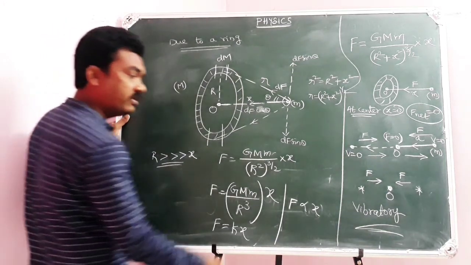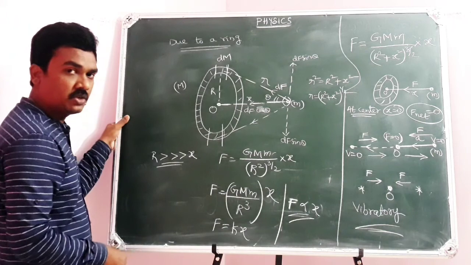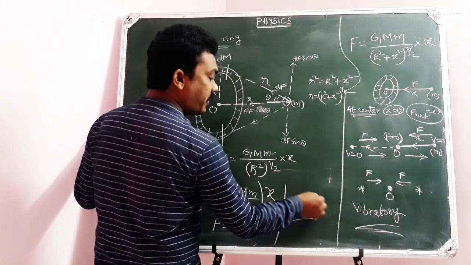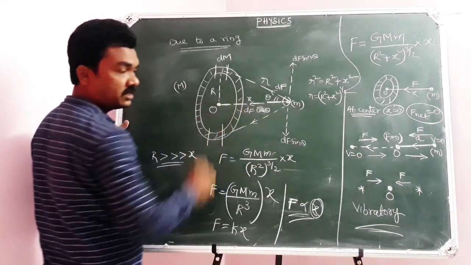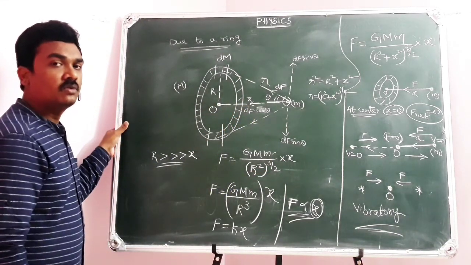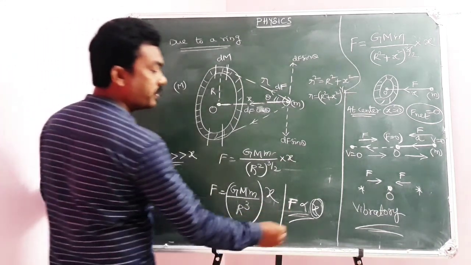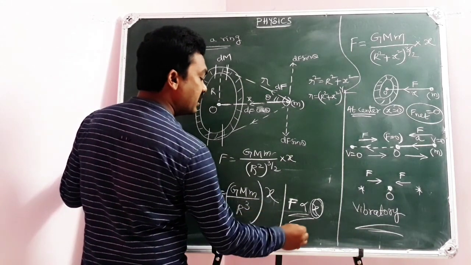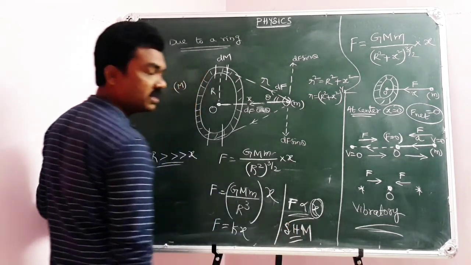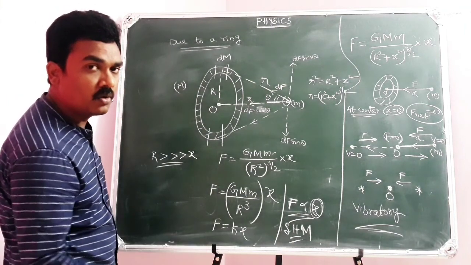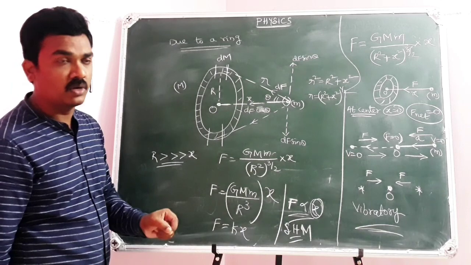Means the force of gravitation which is acting towards the center varies directly proportional to x, where x means the distance of the mass from the center. So then that vibratory motion becomes simple harmonic motion, SHM. Write SHM; the abbreviation is simple harmonic motion. So when do we call vibratory motion simple harmonic motion?